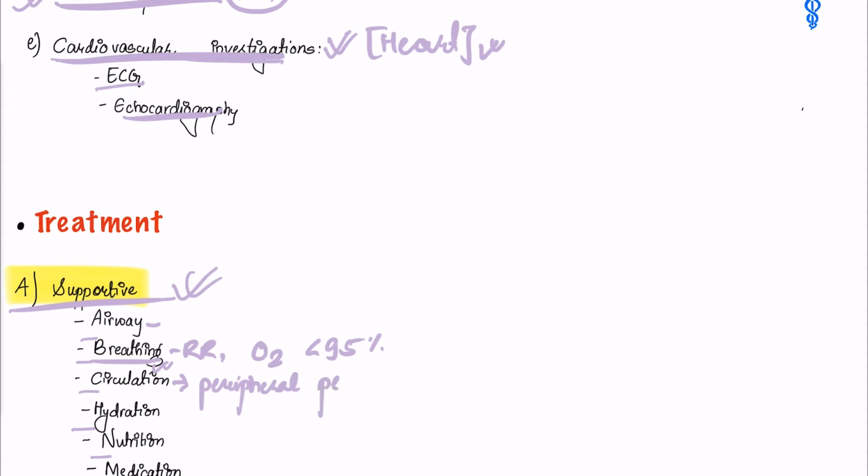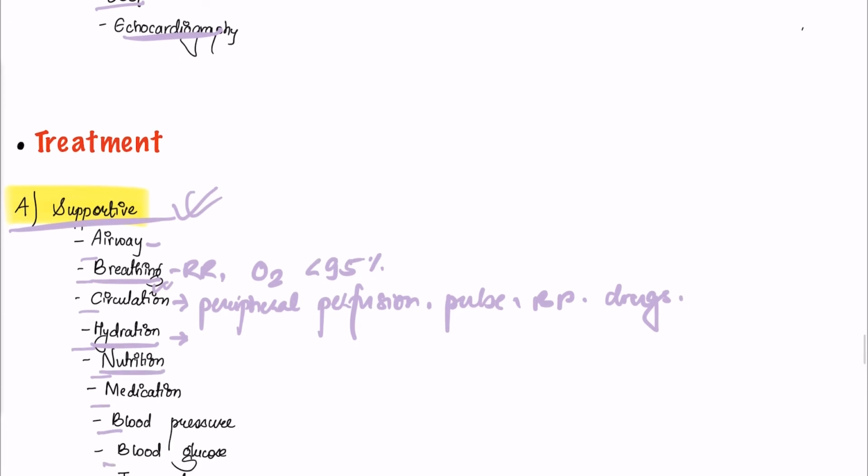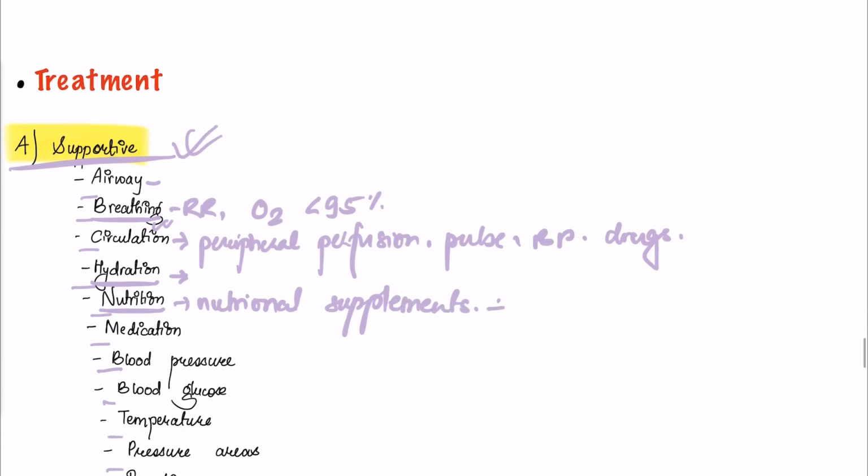For circulation, we should check the peripheral perfusion, pulse, and blood pressure, and treat the abnormalities with fluid replacement, antiarrhythmic, and inotropic drugs. The patient should be given fluids if the patient is dehydrated. The nutrition is maintained by giving nutritional supplements. And if the patient has dysphagia lasting for more than 48 hours, then an NG tube is placed for feeding.